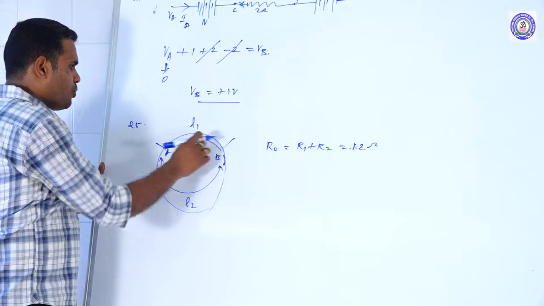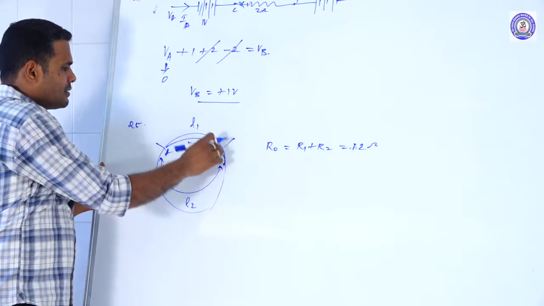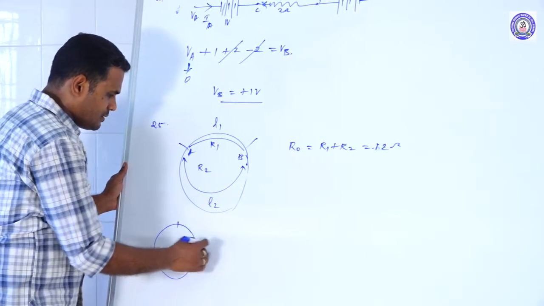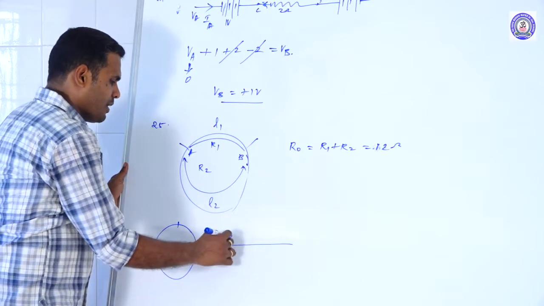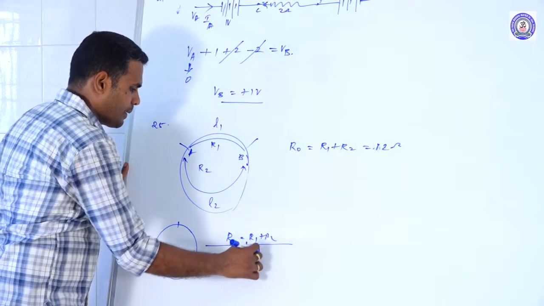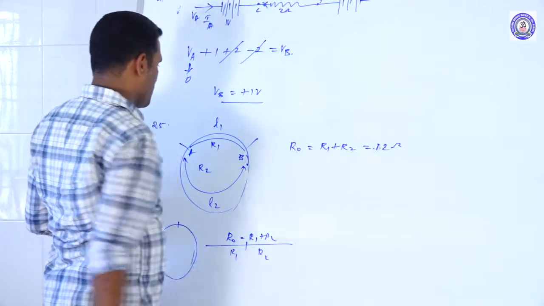Actually, before these 2 points A and B are selected, this complete wire has some resistance. This is equal to a lengthy wire which is made into a circle. So R0 equals R1 plus R2. This is the meaning. These two are supposed to be in series. So R0 equals R1 plus R2, which is 12 ohm.